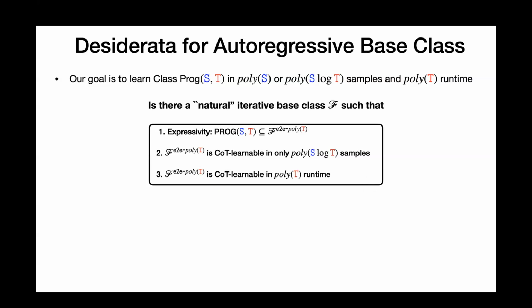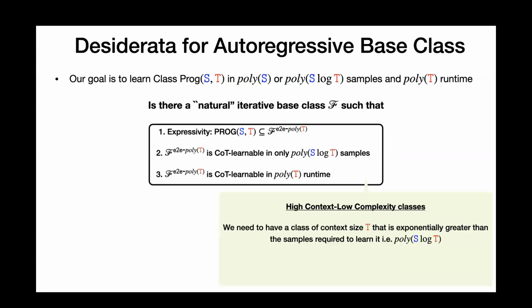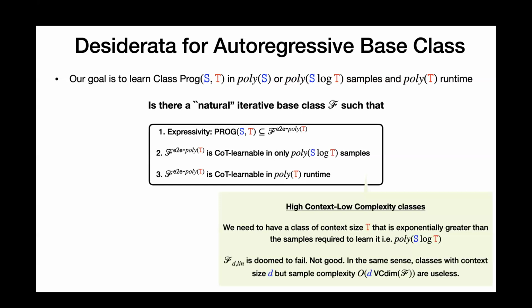And let's try to intuitively think about what kind of implicit requirement this puts on the structure of the base class. So I argue that we should have high context, low complexity base classes. What I mean by that is that if I want to simulate a runtime T computation, then I must attend to tokens which are T far in the past, because I'm going to encode my computation as chain of thought. And since I'm asking that my sample complexity should not depend on T, I want classes which have very high context, but low sample complexity.